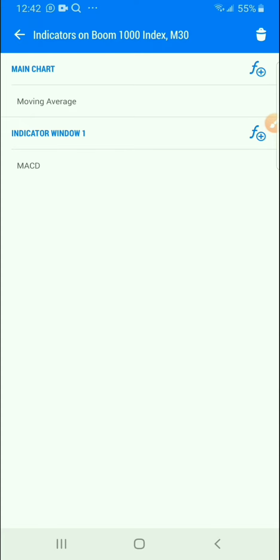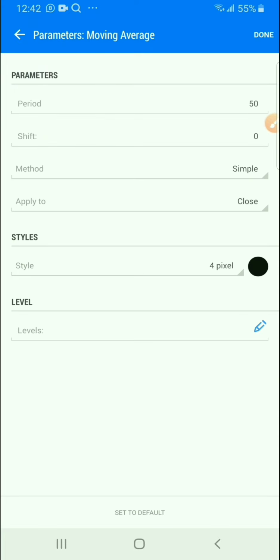As I told you, we are using only 2 indicators. On our main chart we are using a moving average, which is period 50. Please note this: don't change anything in the setups of the moving average and the MACD, because if you change them, the signals given to you will not be the same as I have been explaining to you. Moving average on the main chart: period 50, shift 0, method simple, apply to close, color black.